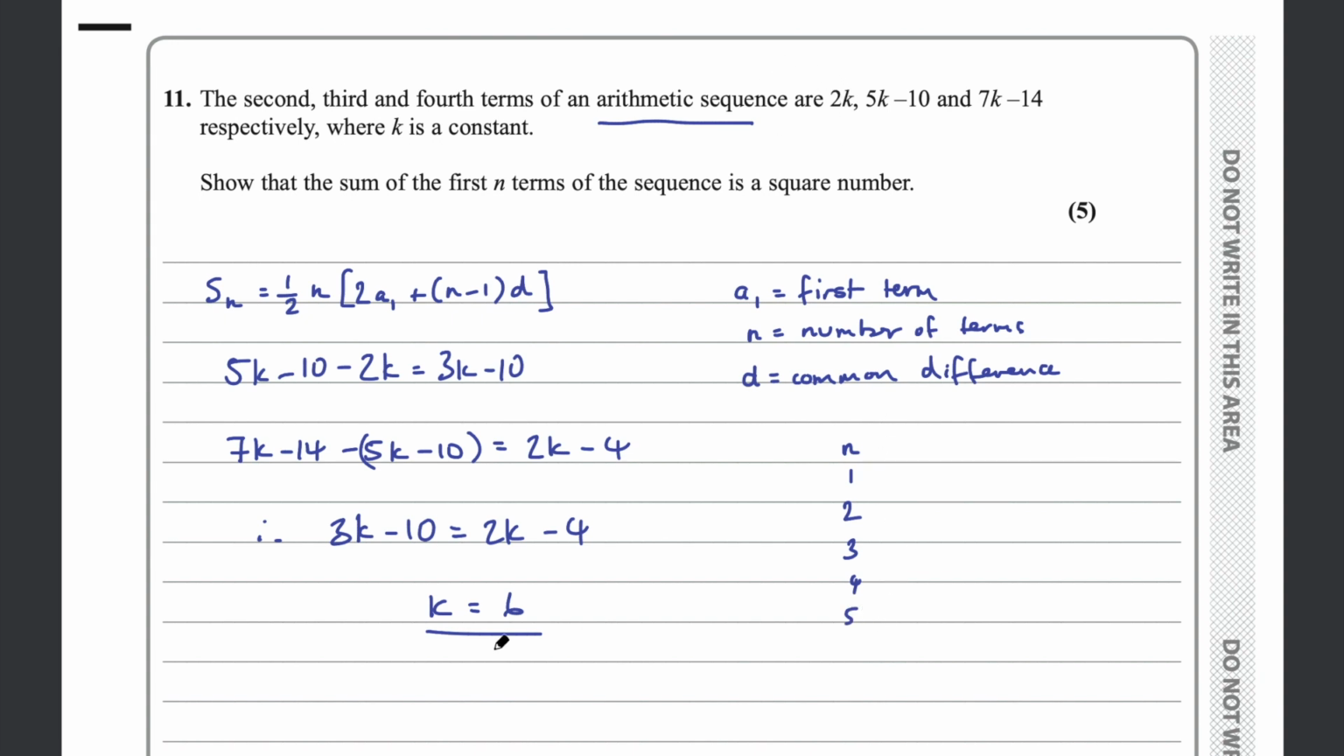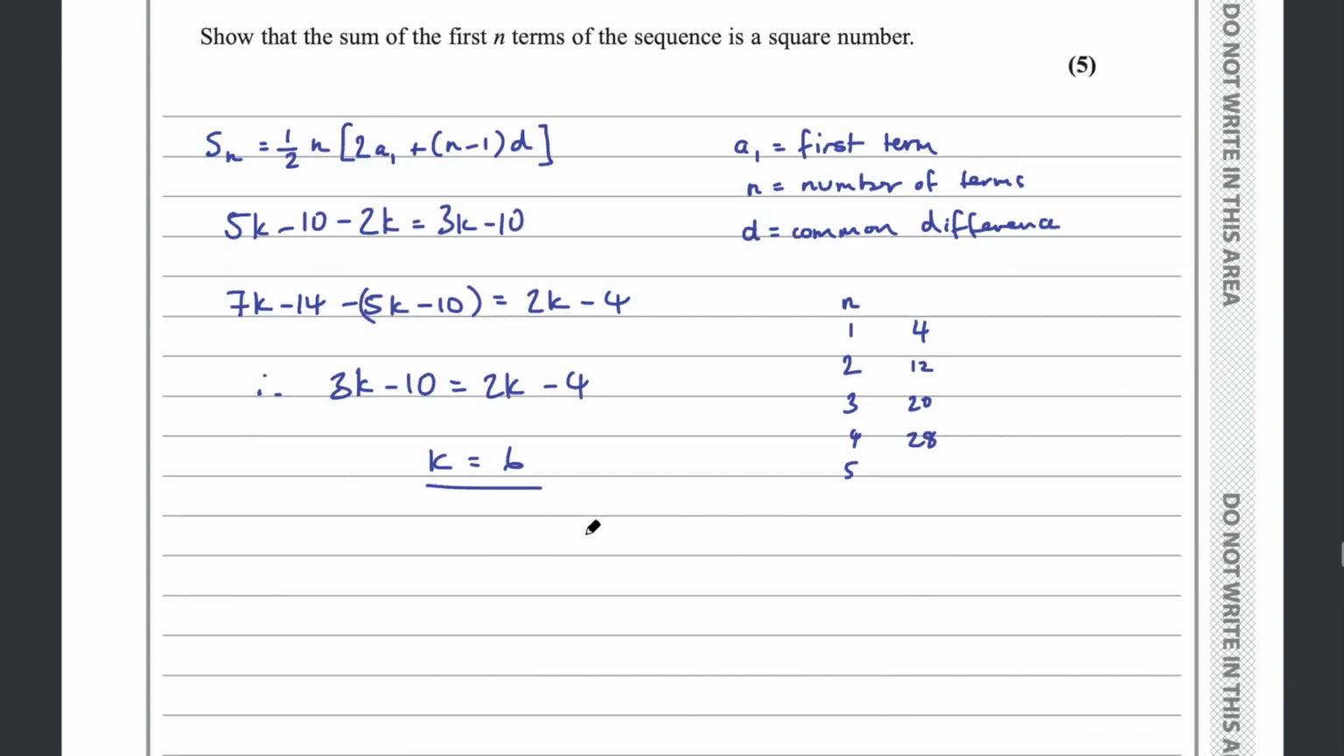So the second term, 2 times 6 is 12. The third term, 5 times 6 is 30, take 10 is 20. The fourth term, 7 times 6 is 42, take 14, that's 28. Okay, so now we can see 12 to 20 is 8, 20 to 28 is 8, so the common difference, D, is going to be 8. And then the first term, 12 take 8, that's going to be 4. Okay, so now we have A1 and D.